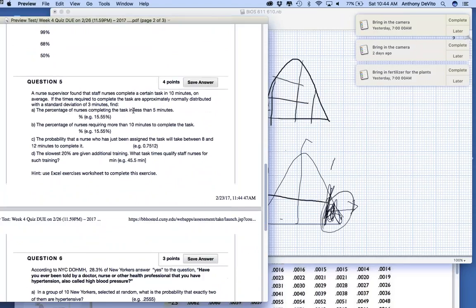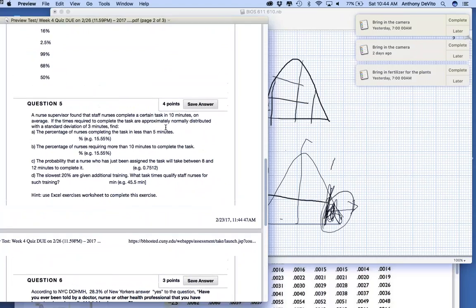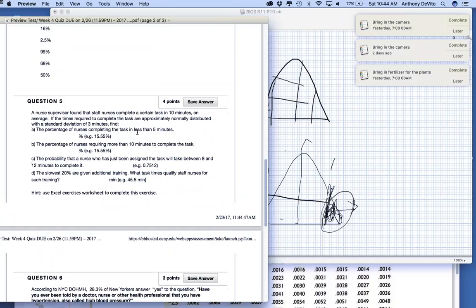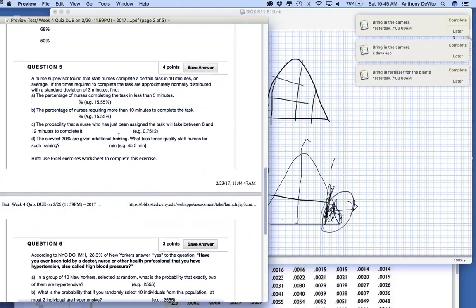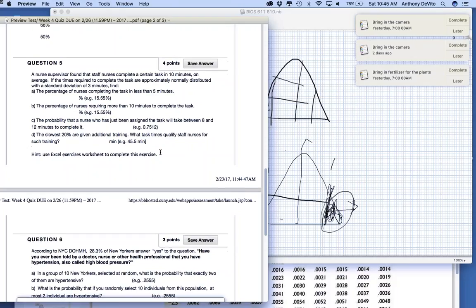The nurse supervisor question. Now, this is one that tripped everybody up. All I'm going to say on this one is, if required, complete the task. The percentage of nurses completing the task in less than 5 minutes. Pretty straightforward, right? Normal distribution, 10. 5 minutes is on this side, so those are the fastest nurses. Percentage of nurses requiring more than 10 minutes: here's 10 minutes, and you're looking at the area above that. The probability that a nurse who has just been assigned tasks will take between 8 and 12 minutes, right? So now you have to find 2 z-scores and 2 areas, and subtract one from the other.